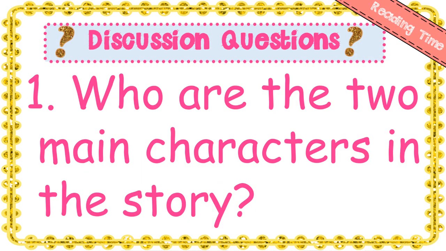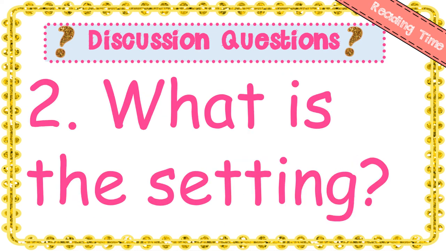Now let's answer a couple of questions about our story. Who are the two main characters in the story? Remember who the two main characters are? What is the setting of the story? Where and when did the story take place? Now remember, all of these things help with comprehension. They help you to understand the story. So when you can answer these, you're showing that you understand the story.